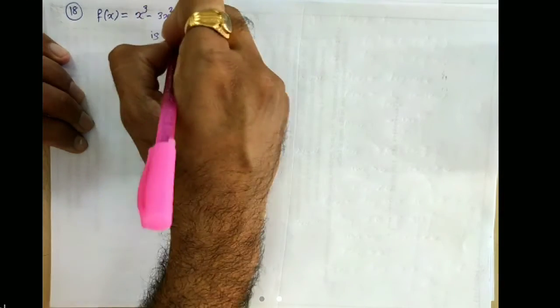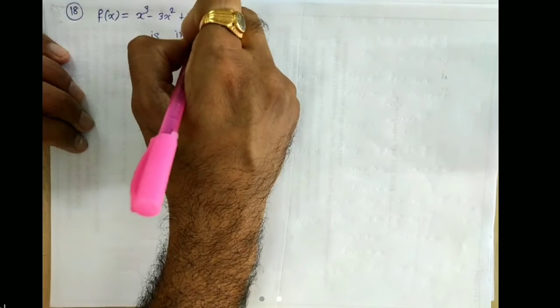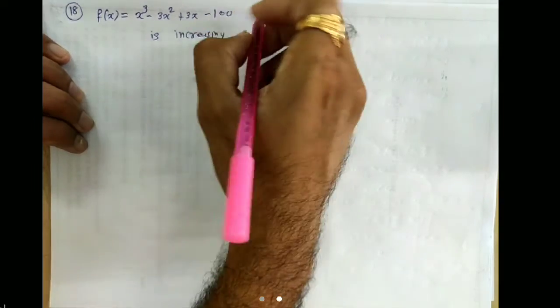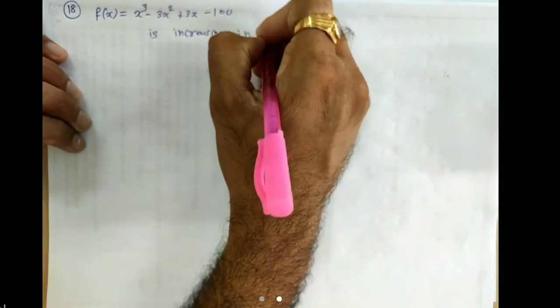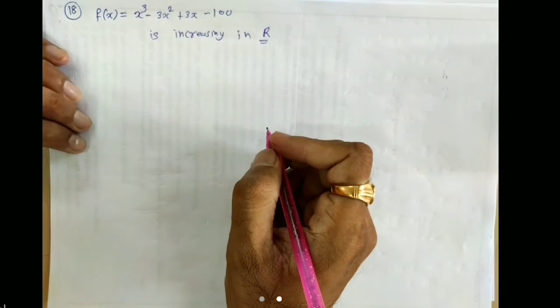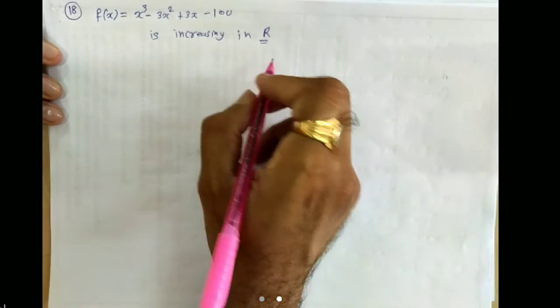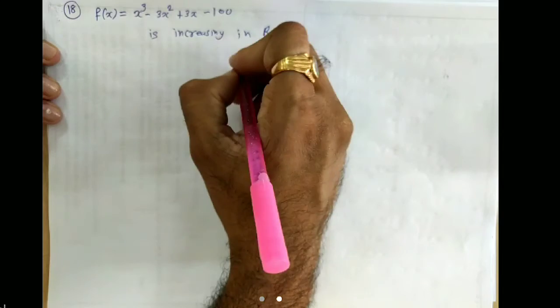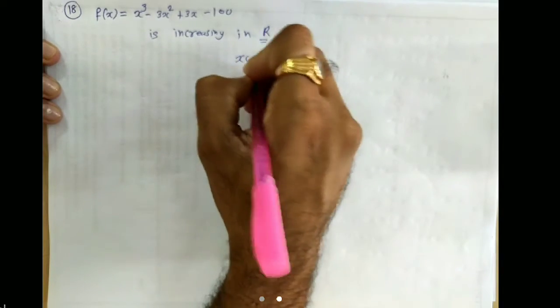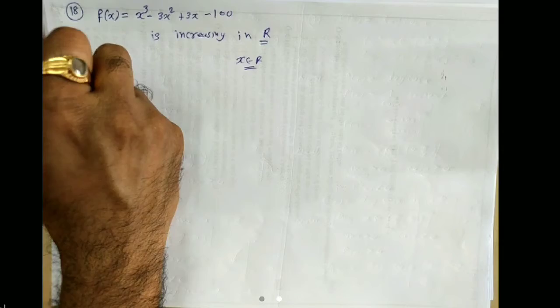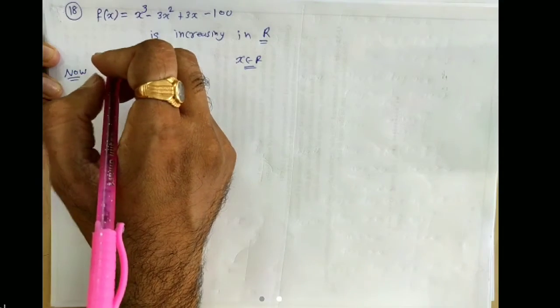This function is an increasing function in real numbers R. Done? So what you have to prove? F dash x will be greater than 0 for any x belongs to R. R means x belongs to R, x must be a real number. So now all 18 sums are the same.